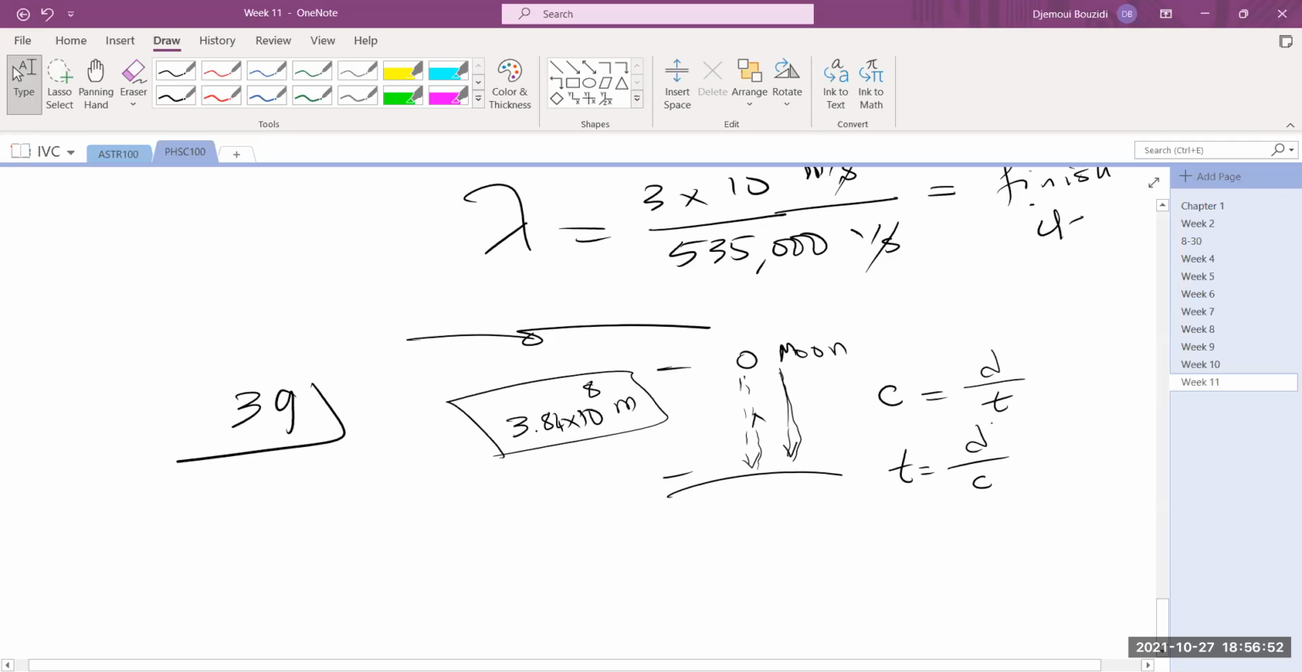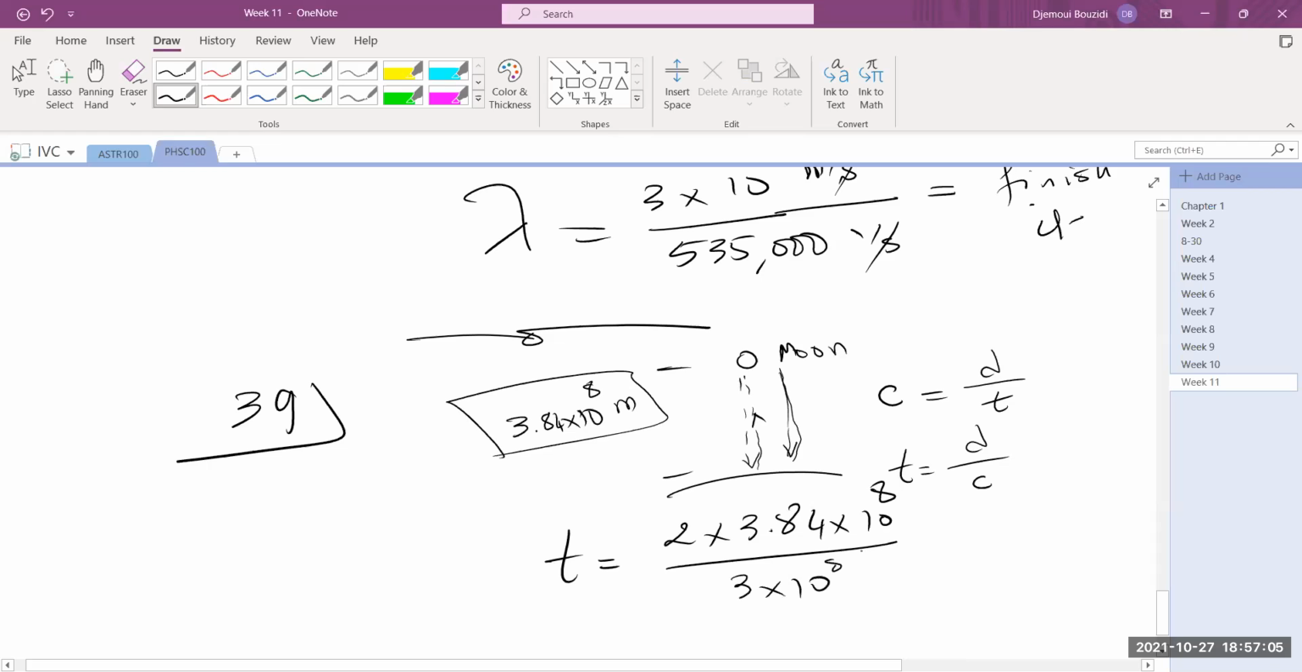That's all. So the time then is going to be 2 times 3.84 × 10⁸ divided by the speed of light, 3 × 10⁸. To make life easy on yourself, cancel the 10⁸ with the 10⁸, because it's 100 million in both anyway. You will be left with doing 2 times 3.84 and dividing that by 3.